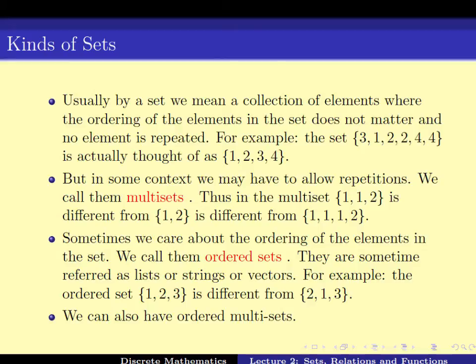But in certain contexts, we might have to use these repetitions. These are called multisets. So a multiset is a set where repetitions matter. That means the set of 1, 1 and 2 is different from the set of 1 and 2. The reason being, in the set of 1, 1 and 2, there are two 1s, whereas in the case of 1, 2, there is only one 1. And similarly, it is also different from three 1s and 2. So when we want to refer to such a set where repetitions should be taken into consideration, we call it a multiset.